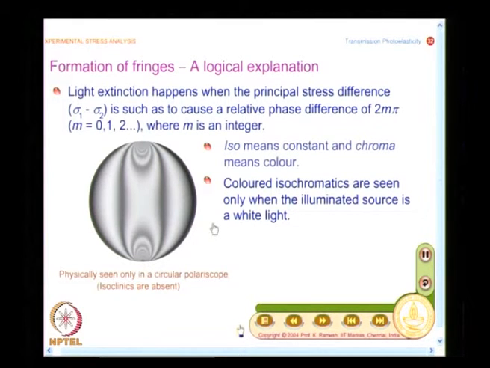So, suppose I change the source of light to white, I see them as colored contours. So, you get a fairly good idea that this is how isochromatic contours appear in the case of a disk under diametral compression. Because stress is varying gradually from point to point and you are having an elastic continuum, I see these as beautiful contours.